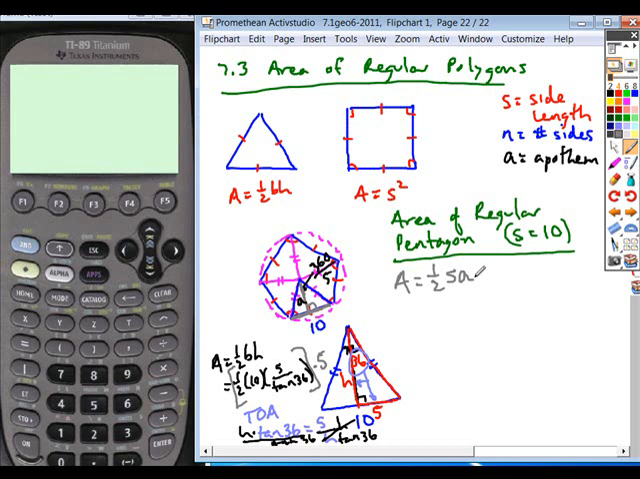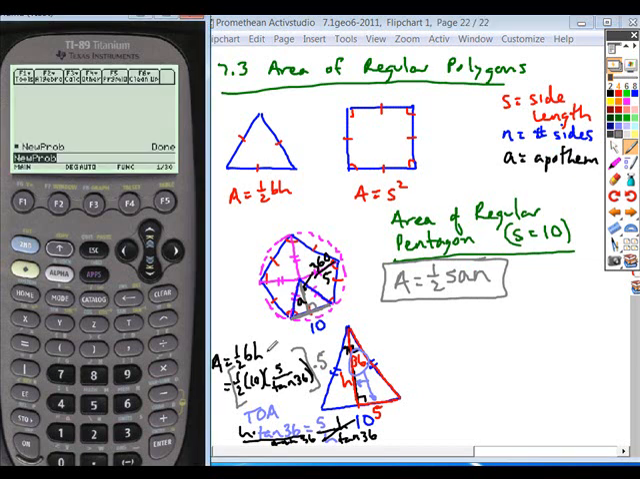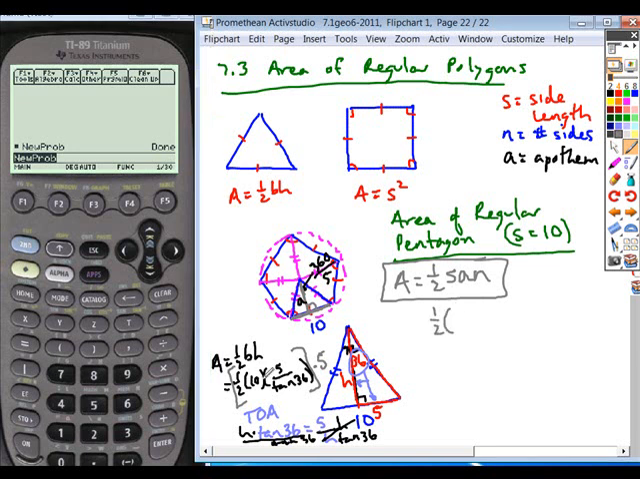And then how many reference triangles do we have in any given polygon? The number of sides. So here is your area formula. This will give you the area for any regular polygon. If we take the problem that we did, we have our 1/2. Our s value was the length of the side, 10. Our a value was 5 over the tangent of 36. And our n value was 5 because it's a pentagon. So we'd simply calculate that out and we'll get our solution.